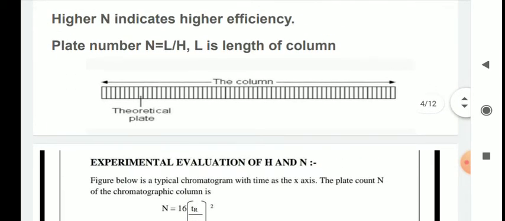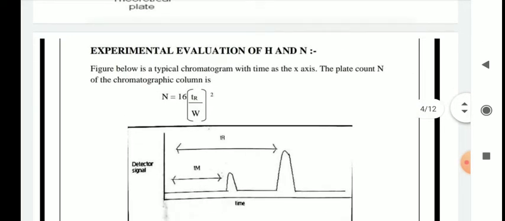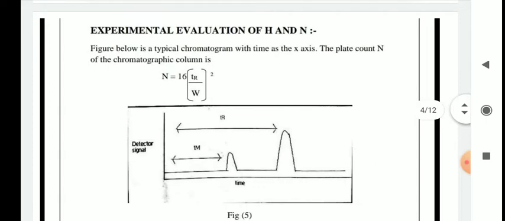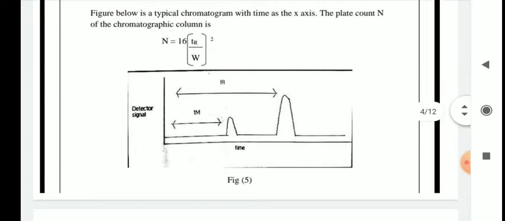Now, how do you evaluate the plate number and the plate height? This is a chromatogram of a component, and in this you'll find that the TR value of the component is shown. Plate number is given by the formula n is equal to 16 into (TR upon W) the whole bracket squared. TR is the retention time of the solute.